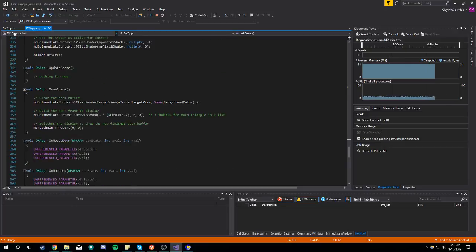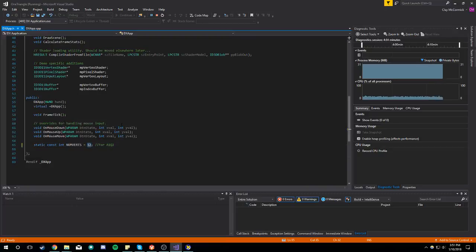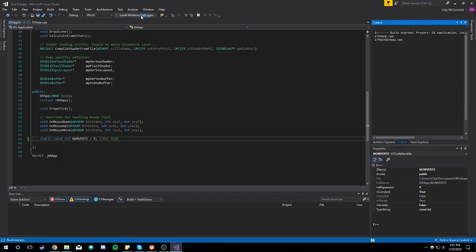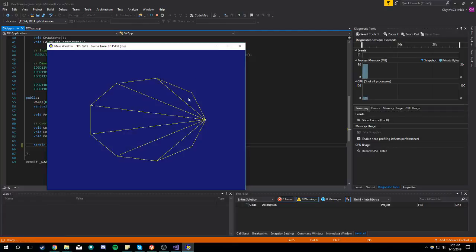And there we go. So now just to show it off once again, if we change this to 9, and we play it again, we'll have 1, 2, 3, 4, 5, 6, 7 triangles, but we'll have 1, 2, 3, 4, 5, 6, 7, 8, 9 vertices.